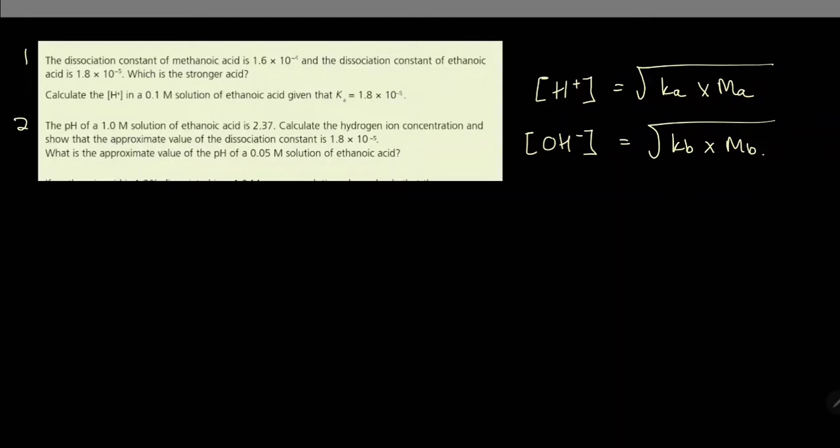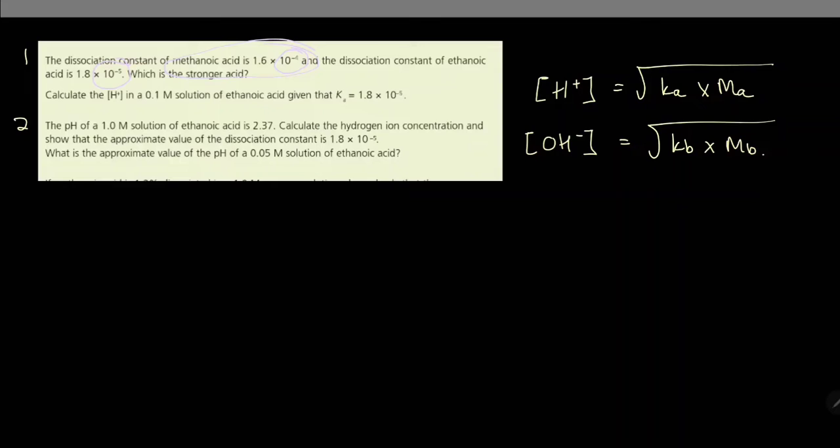The dissociation constant, Ka, of methanoic acid is 1.6 by 10 to the minus 4, and the dissociation constant of ethanoic acid is 1 by 10 to the minus 5. Which is the stronger acid? So which is the bigger number? Remember to look up here, 10 to the minus 4, 10 to the minus 5. This is the bigger number, which means that it is better at dissociating, which means we will have more hydrogen ions in the solution, which means it's a stronger acid.